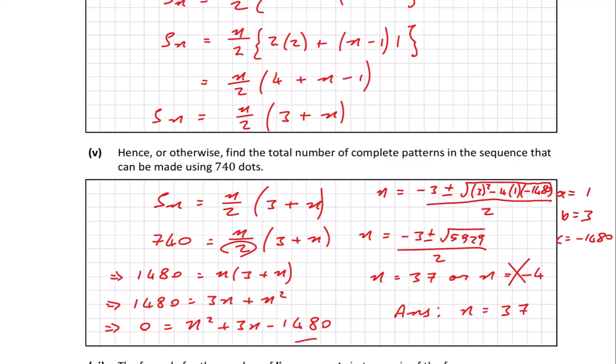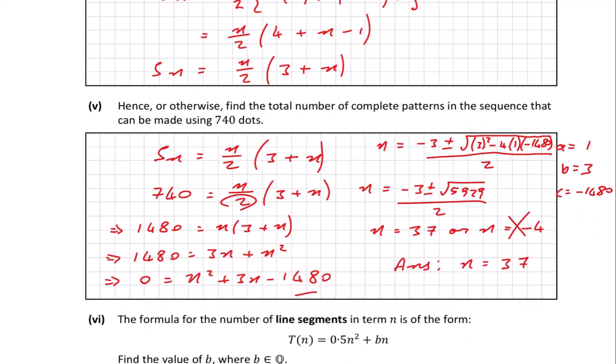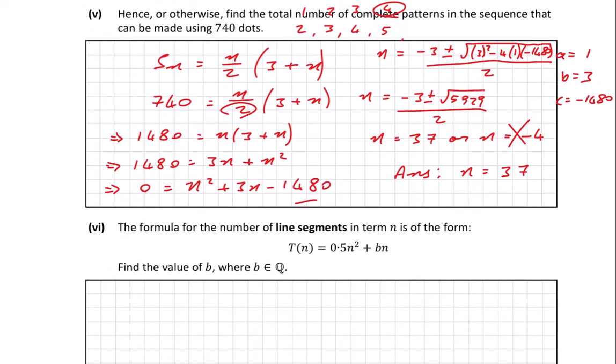Now the other way of doing that is simply to add up the number of dots and count the patterns. We started with 2 dots, then 3 dots, then 4 dots, then 5 dots. This is pattern number 1, pattern number 2, pattern number 3, pattern number 4. And you can just add 2 to 3 and then add 4, then add 5, then add 6 until, on your calculator, you get 740, and you just see which pattern number that is. Maybe that's an easier way of doing it, I'm not sure, but two ways of doing it there anyway.